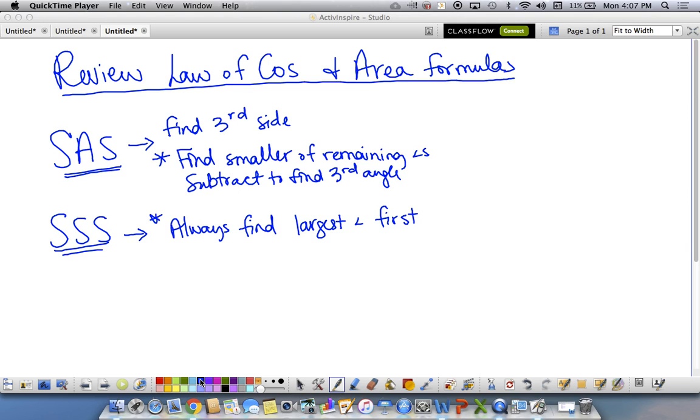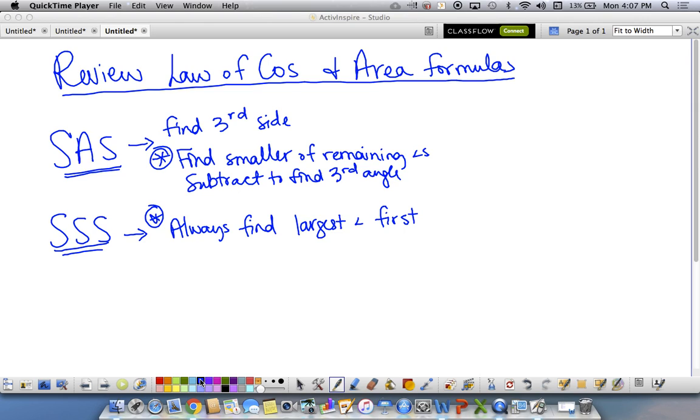Now, you may have done it the other way and gotten the correct answer, but I promise I have fallen into this trap where I didn't do this first and it came back to bite me. Find the largest angle first, then it doesn't matter what you do after that. Find the other angles using the law of sine and then subtract. Two pieces that are important. So let's go ahead and go forward with the law of cosine and solve a few problems.